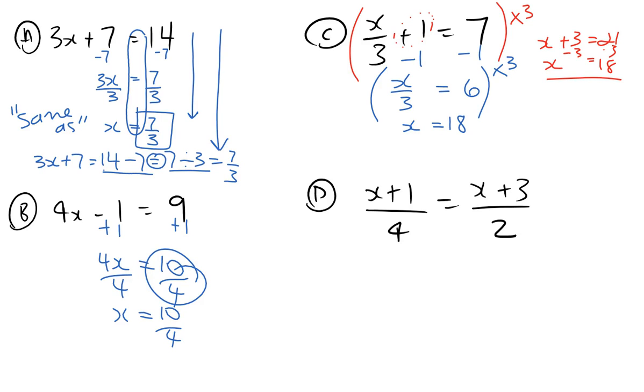Times both sides by 2. Can do that. All I want to do is get rid of the fractions. So what's the lowest number I can multiply by? In other words, the lowest common multiple of 4 and 2. What's the lowest common multiple of 4 and 2? 4. If I times everything by 4, I'm going to get rid of this, aren't I? Okay, so it's just going to become x plus 1.